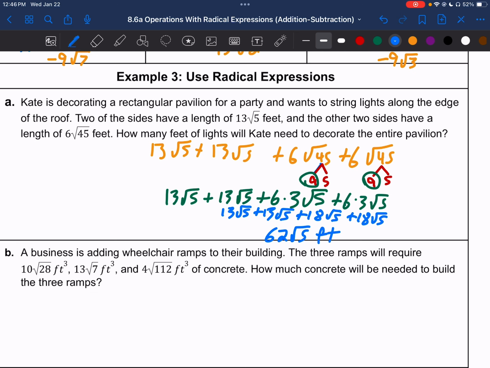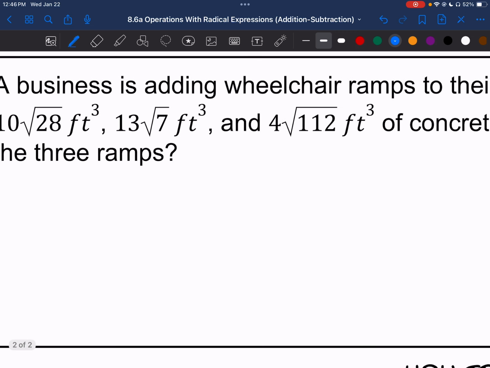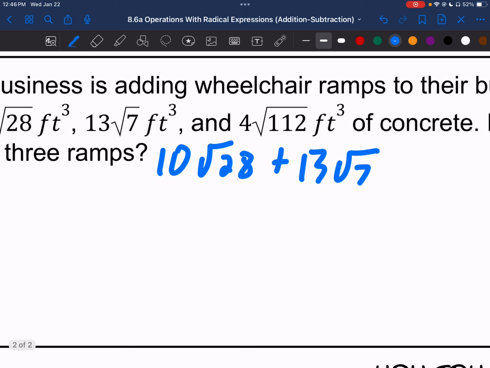All right. A business is adding wheelchair ramps to their building. The 3 ramps will require 10 root 28 cubic feet, 13 root 7 cubic feet, and 4 root 112 cubic feet of concrete. How much concrete will be needed to build all 3 of the ramps? All right, so let's start off with adding this up. So let's find our common factors, right? So we've got 10 root 28 plus 13 root 7 plus 4 root 112.